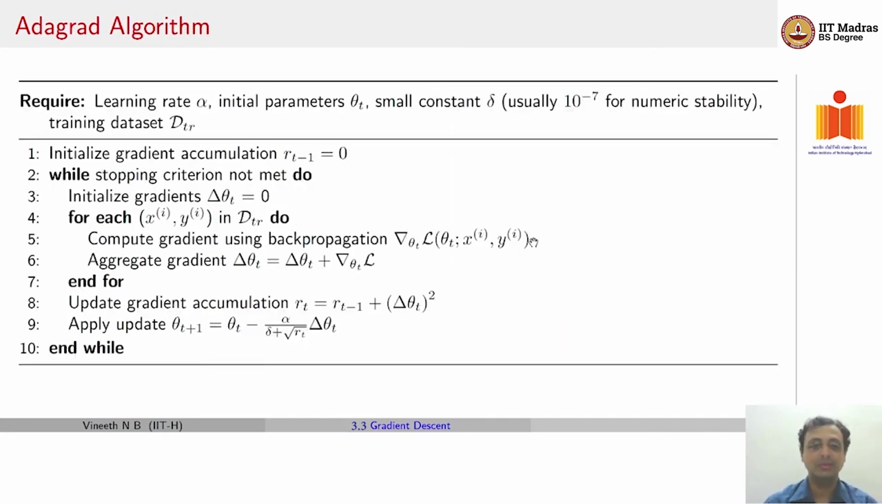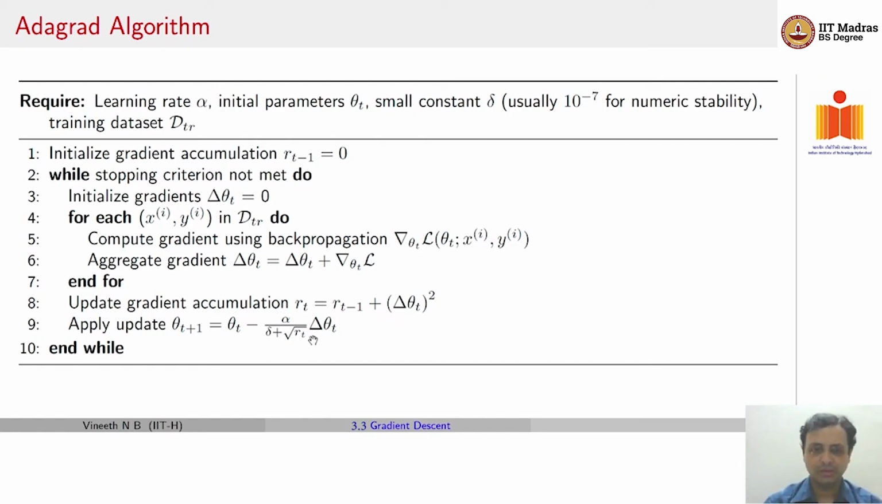So here is the algorithm. You aggregate the gradient, you update your gradient accumulation. You initialize your gradient accumulation parameter R t minus 1 equal to 0. And you update your gradient accumulation to be RT is equal to RT minus 1 plus grad theta t square. You keep accumulating the squared gradients, and then this is the formula.